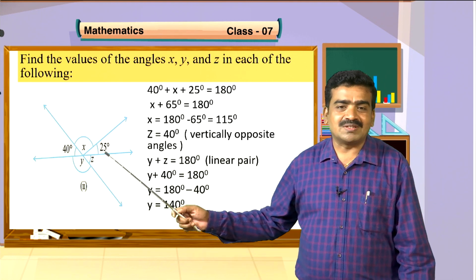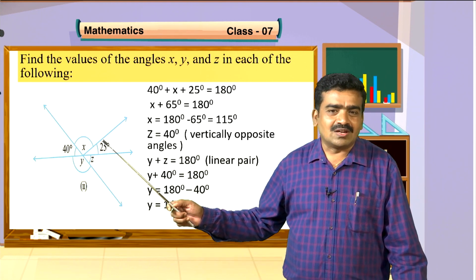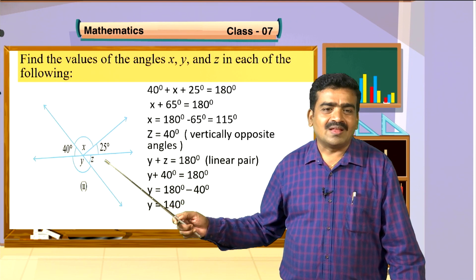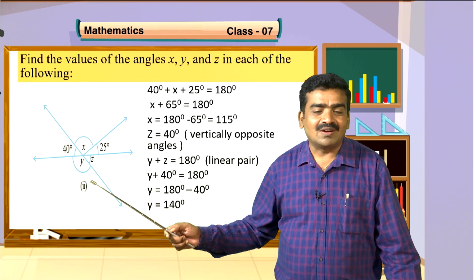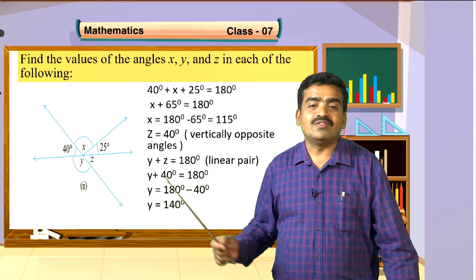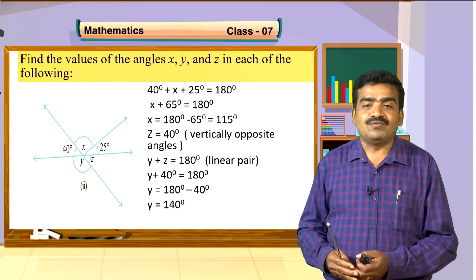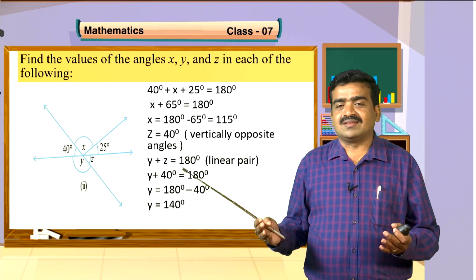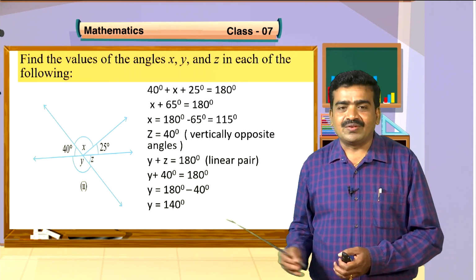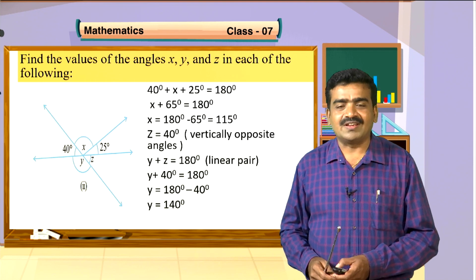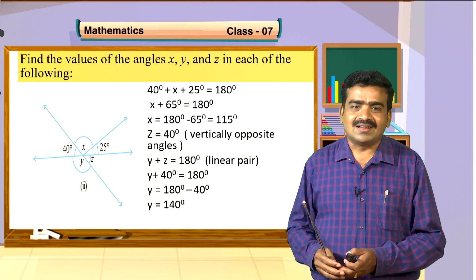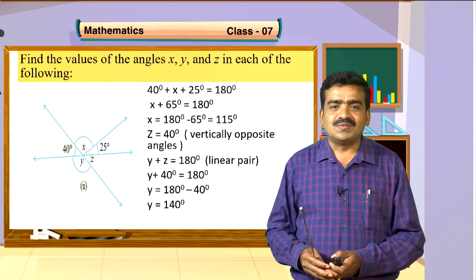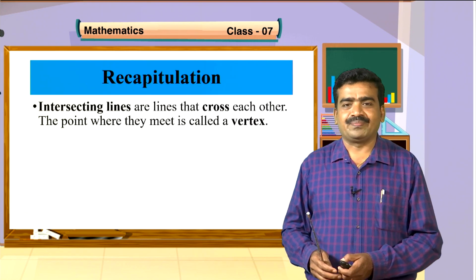So, therefore, what is the measure of x? The measure of x is 115 degree. Then what is the measure of z? Z is 40 degree. Then what is the measure of y? It is 140 degree. Like this, we have to calculate the value of x and y which is given in the figure. So, you should try some more angles, some more problems which is given in your textbook.